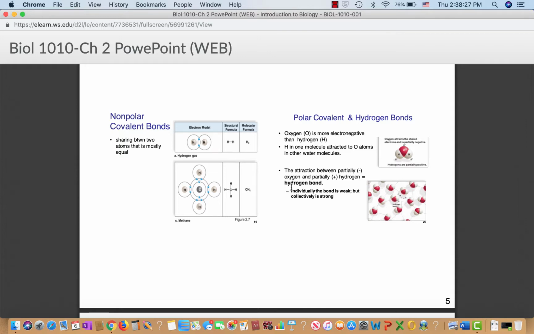So because you have this partial positive and partial negative, you can have hydrogen on one water molecule interacting with and being drawn towards the oxygen on another, and it makes water very cohesive. It sticks together quite strongly.